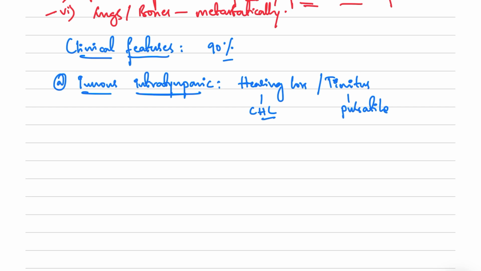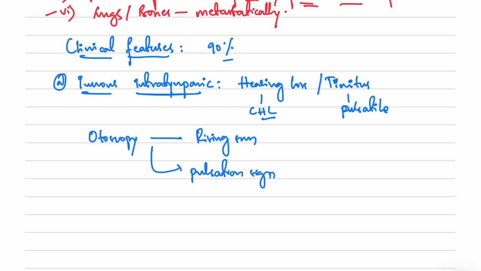You will find two signs on otoscopy: one is the rising sun appearance, the other one is the pulsation sign. In the rising sun appearance, through the intact tympanic membrane, we can see a reddish reflex when the tumor is arising from the floor. You'll see a reddish appearance below, so this looks like a rising sun.